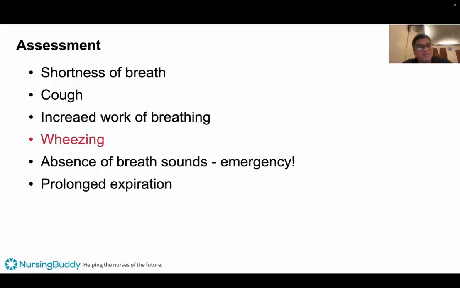It's where our patient is unable to speak. It's where our patient is unable to verbalize that he or she is actually having difficulty breathing. Okay? So absence of breath sounds is an emergency. This is the total blockage of your airway, so we need to respond to this immediately. Okay? So next is your prolonged expiration. So basically your asthma, we have a big problem here with your airways.